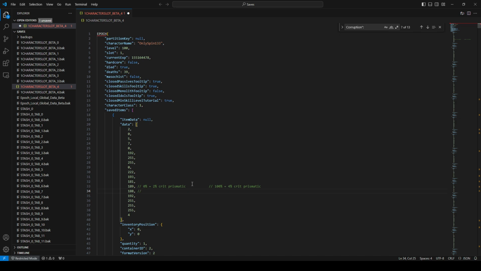If we extrapolate that a little bit, you could say that a 50% roll would be a 3% crit prismatic. But what about a 25% roll? Where does this end up being? This would be exactly 2.5. So what happens with 2.5? Well, I went in offline and I generated these items, and a 2.5 is represented as a 3%.